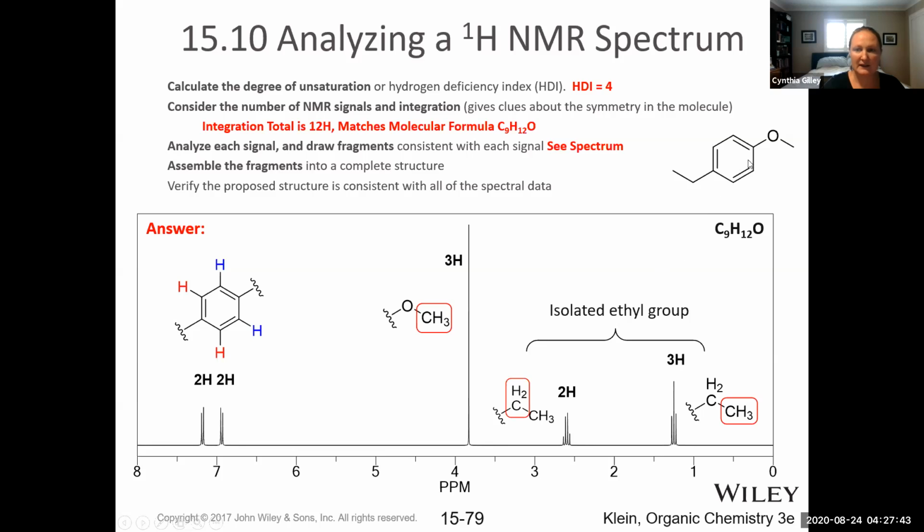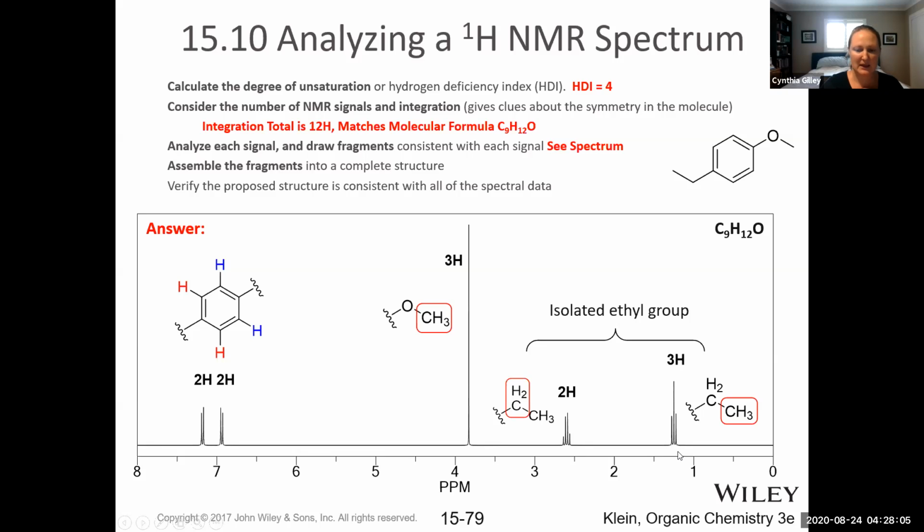So I drew this little fragment. So putting all of that together, that got me para-ethyl anisole, which you don't need to know the name of, but that's the name of it. So that's what I came up with as the structure. And then I can go ahead and double check all of my work, make sure that this structure is really consistent in every way with the data.